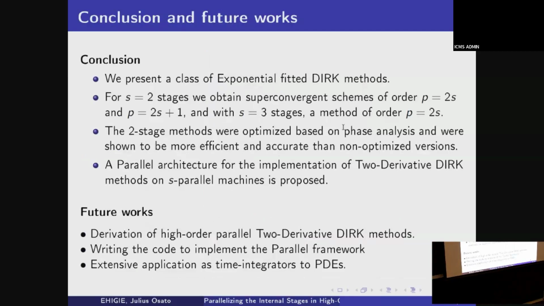And to conclude, I hope I did well. I presented a class of exponentially fitted DIRK methods. For a 2-stage method, we obtain a superconvergent scheme of order P equal to 2s and P equal to 2s plus 1. And with s equal to 3 stages, we obtain a method of P equal to 2s. The 2-stage methods were optimized based on the phase analysis. And we also introduced the parallel architecture for the implementation of the method.